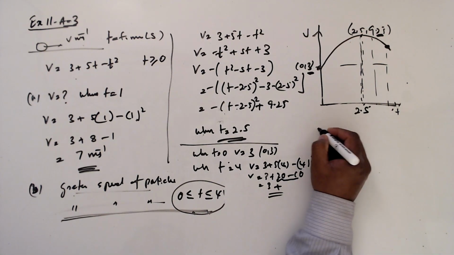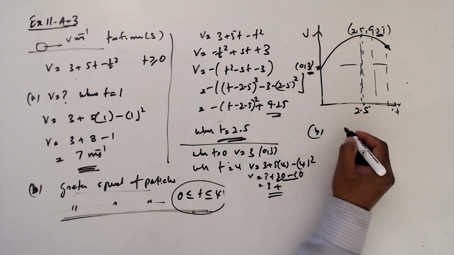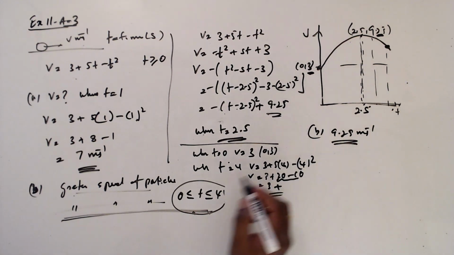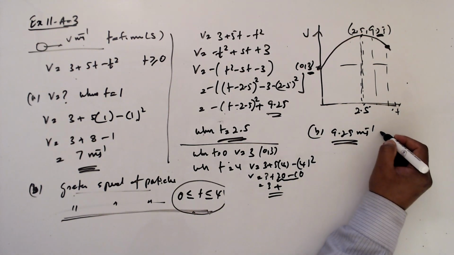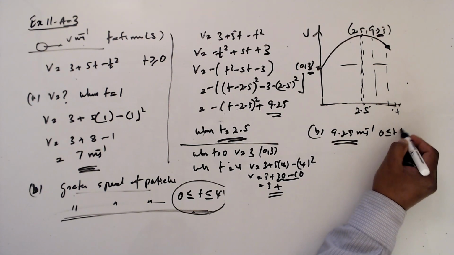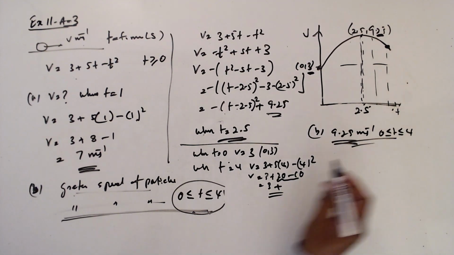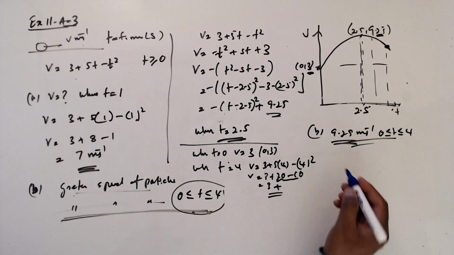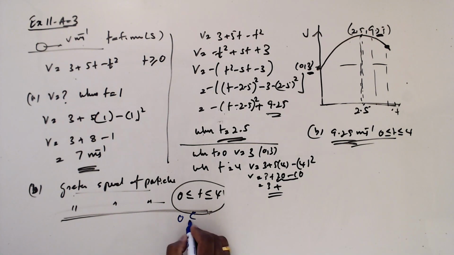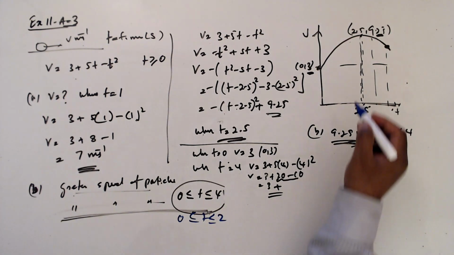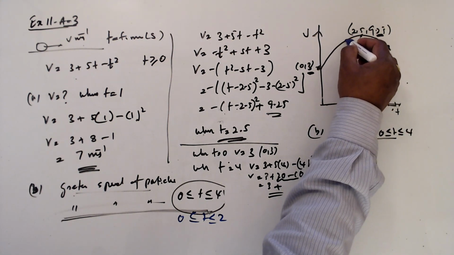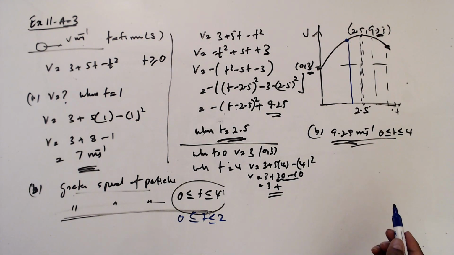So part B. The greatest speed is 9.25 m/s during this interval, 0 < t < 4. What will happen if the question asks for the maximum speed during the interval 0 < t < 2? Then it is somewhere here. So the maximum is going to be here.